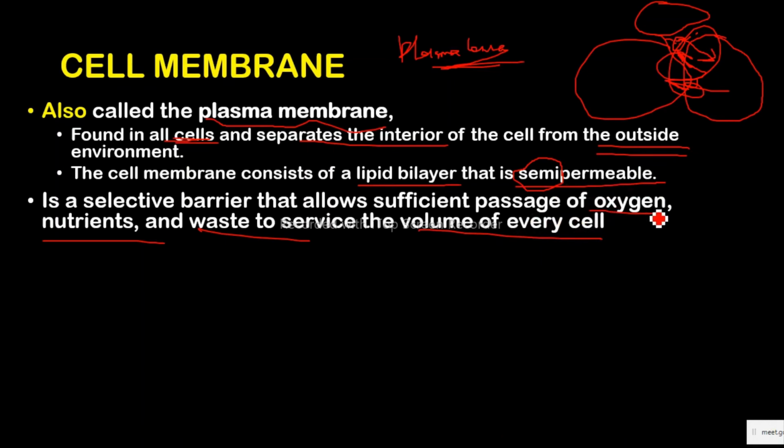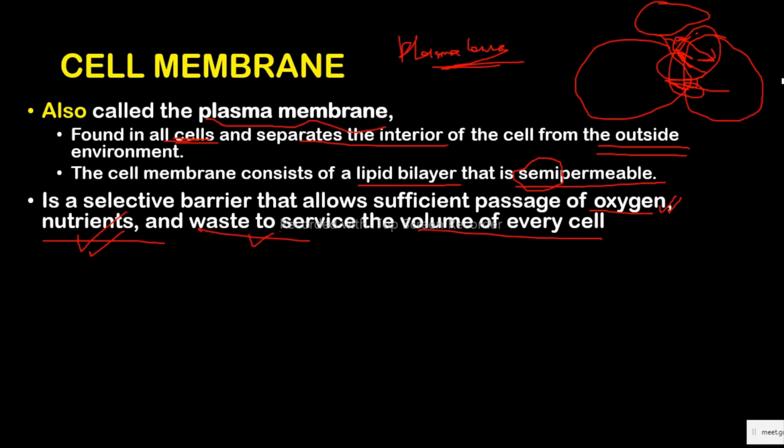So, for a cell to work, oxygen must be enough. So therefore, oxygen must easily pass through. The nutrients, you need nutrients for a cell. And wastes, because when this cell carries out its physiology, it will produce wastes. So now these wastes must be able to move out of this cell.